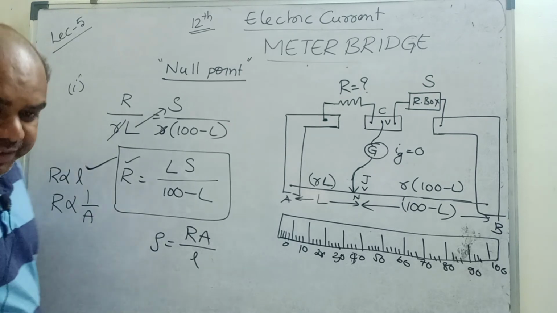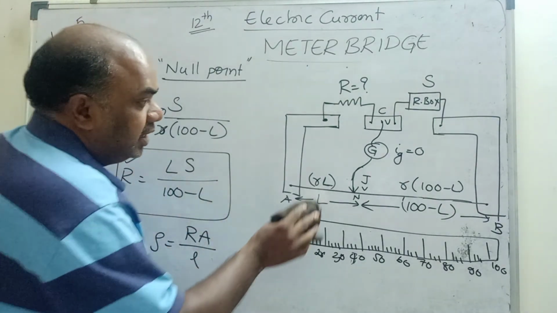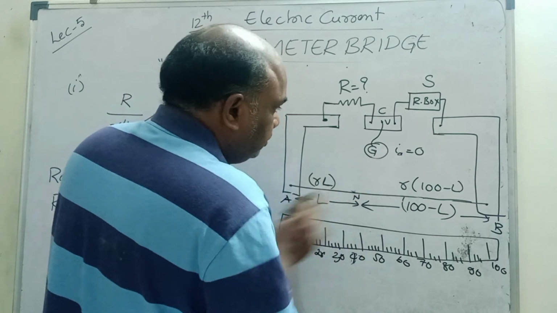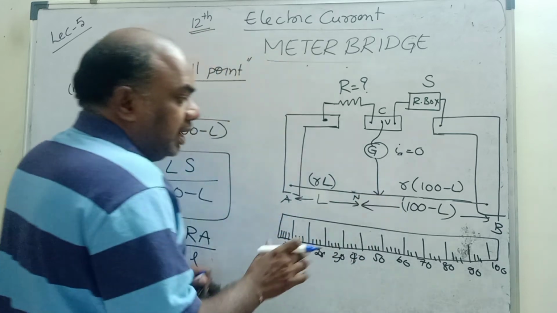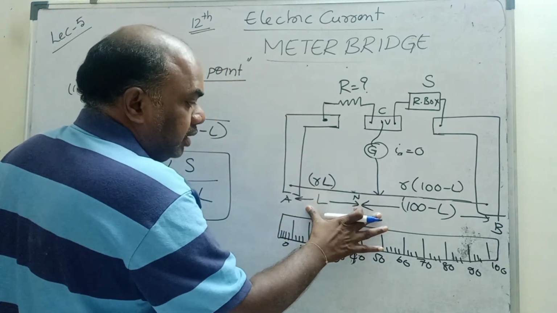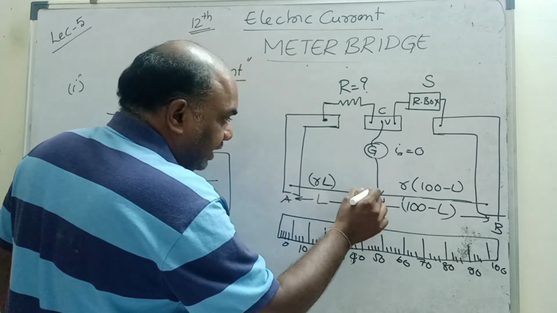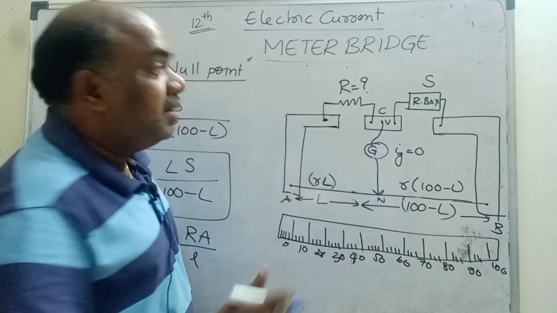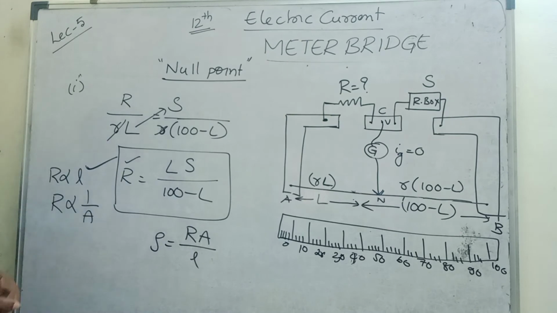Sir, when is this meter bridge very sensitive? Suppose, children, this jockey is exactly at the midpoint. That means this is L. Now, A to the null point. If this jockey is exactly at the null point, the galvanometer deflection is 0. Then this total instrument is very sensitive. Remember, children, this is important: when the meter bridge is very sensitive.